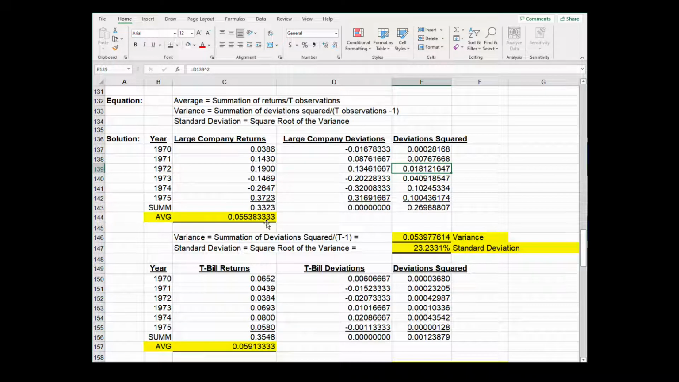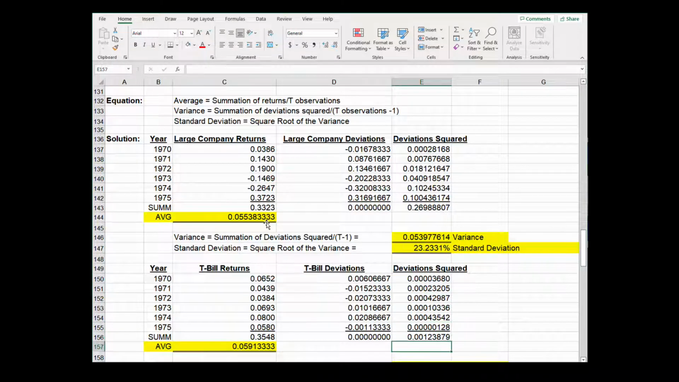I'm going to square up the deviations and add them up. So again, we're going to have large numbers of decimal places. So set your calculations to 8 decimal places if you want to get really exact answers. And I come up with a sum of deviations squared of 0.2698807. To get the variance, I take that number divided by T minus 1, or 5 observations. So I get a variance of 0.053977614. And then I get a very high standard deviation of 23.23% by taking the square root of that variance.